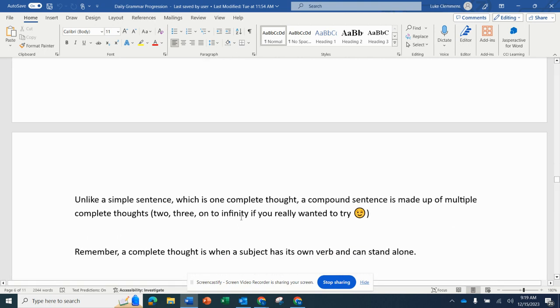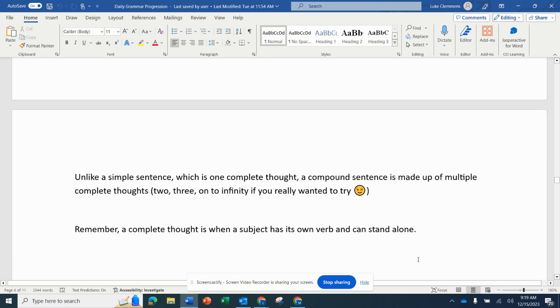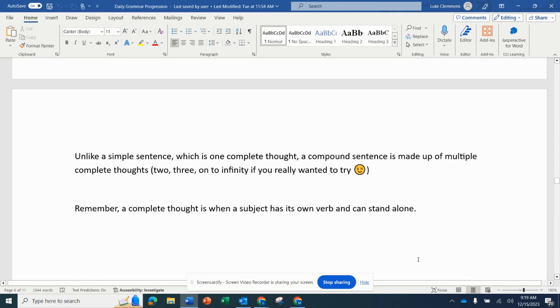Okay, now remember, a complete thought is when a subject has its own verb and can stand alone. And that little piece right there, standing alone, that's the last key to a compound sentence. A compound sentence has multiple thoughts, but each of those thoughts has to be a statement that could function on its own as a complete sentence. So complete thought, complete thought, complete thought. If they're all joined together, you have a compound sentence. All right, we'll talk about this concept of an incomplete thought later on. But for right now, when you have multiple complete thoughts within a sentence, you have a compound sentence.